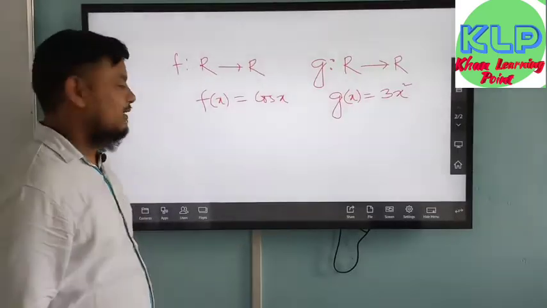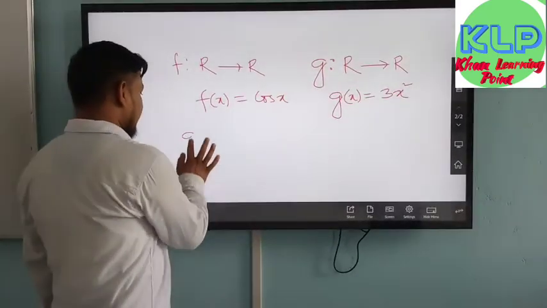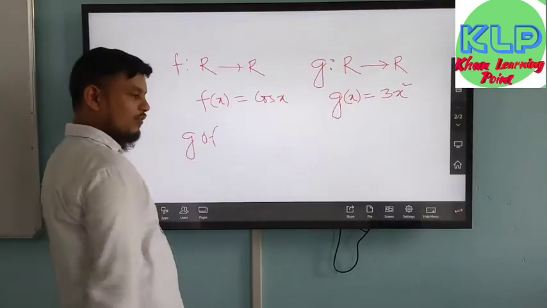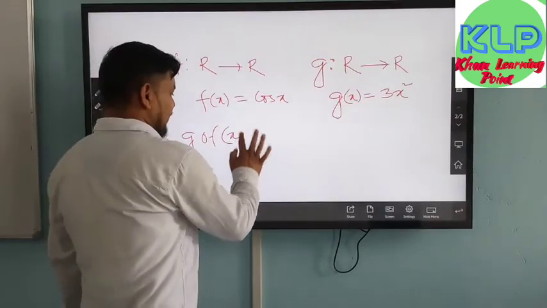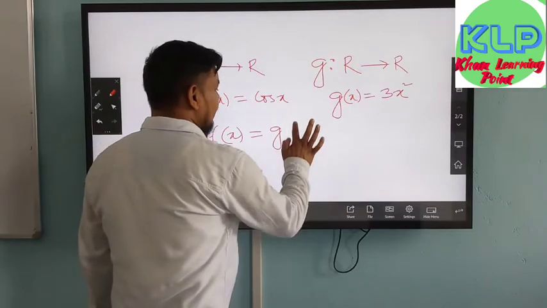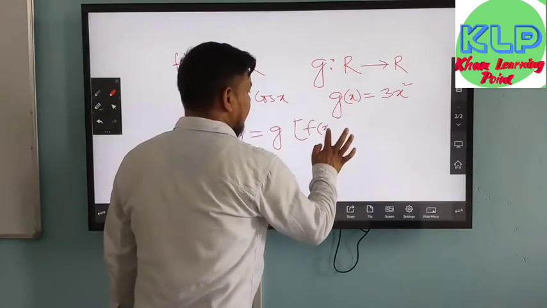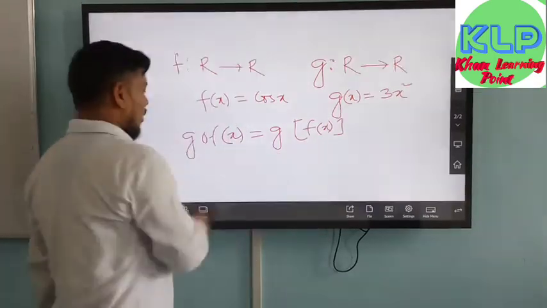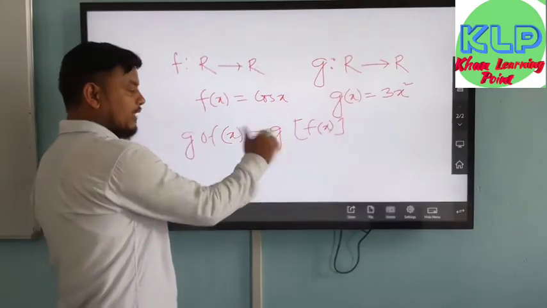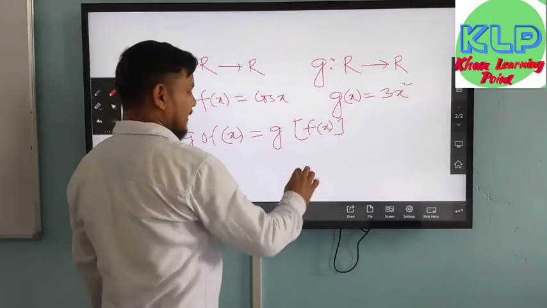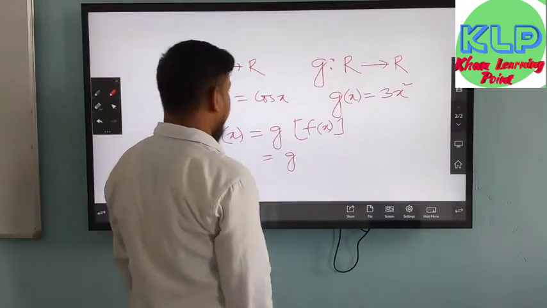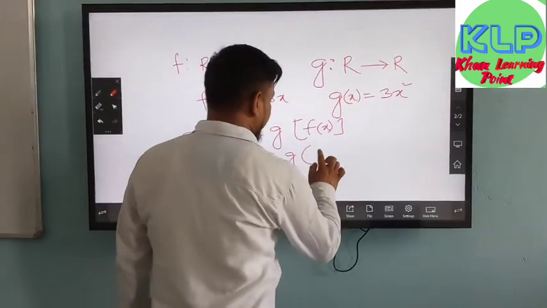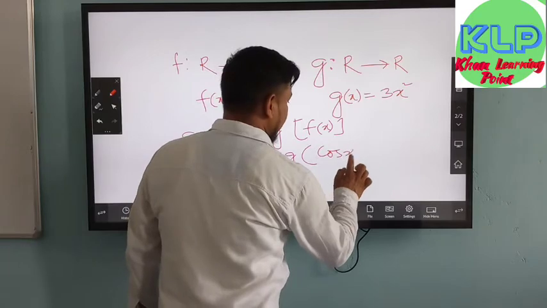Now find gof and fog. Okay. gof x is equal to what? g of f x. What did I say? gof x, here f is operated first, then followed by g, that is g of f x. Okay, now put the value of f x. f x is equal to what? cos x. f x is equal to cos x.